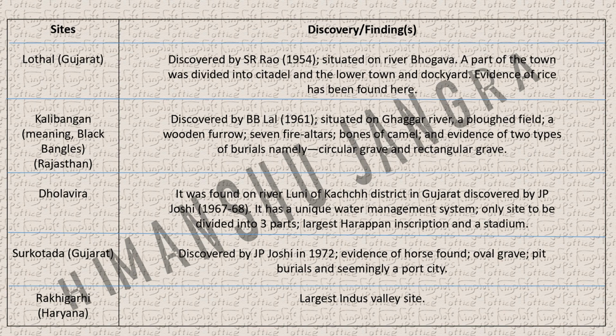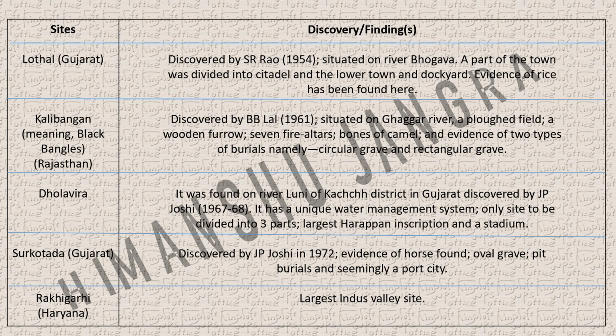Dholavira. It was found on River Luni of Kutch district in Gujarat, discovered by J. P. Joshi, 1967-68. It has a unique water management system, only site to be divided into 3 parts, largest Harappan inscription and a stadium.